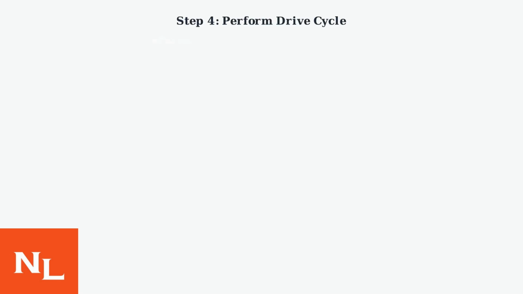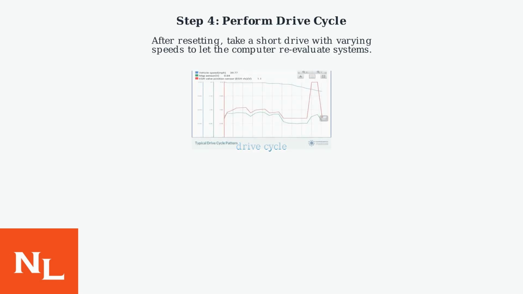Once you've reset the check engine light, perform a drive cycle by taking a short drive that includes varying speeds and conditions. This allows the car's computer to reevaluate all systems and confirm the reset was successful.